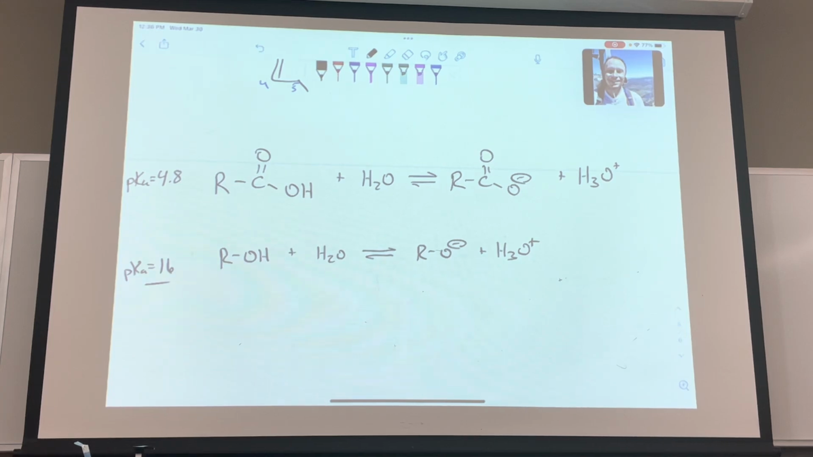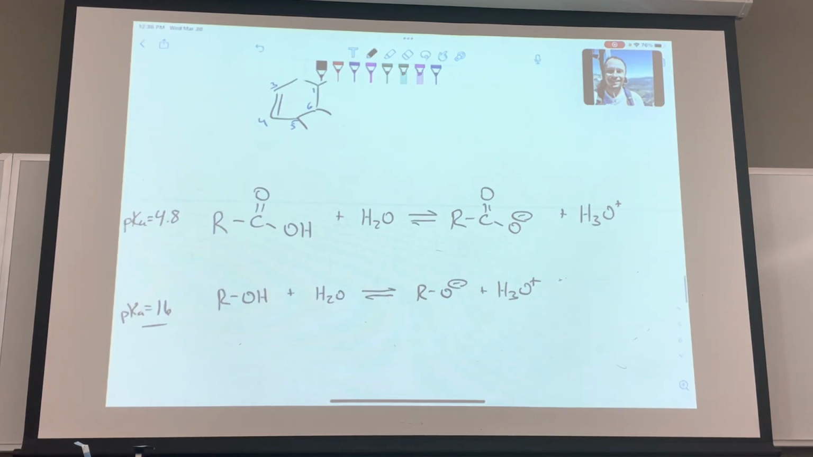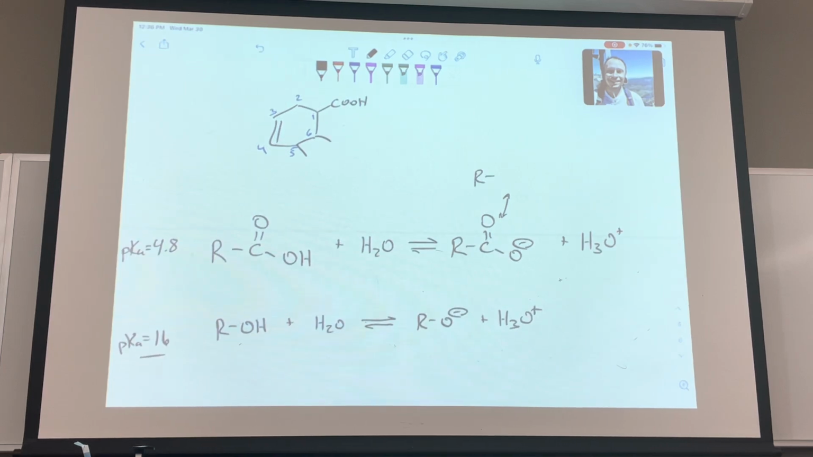Carboxylic acid could give away the proton. But why does that happen so much more readily than with the alcohol? It has a resonance structure that'll stabilize that negative charge. It has to do with the stability of the conjugate base. This conjugate is much more stable than this conjugate. And that has to do with the delocalization, right? I can draw an equivalent resonance form for that carboxylate.